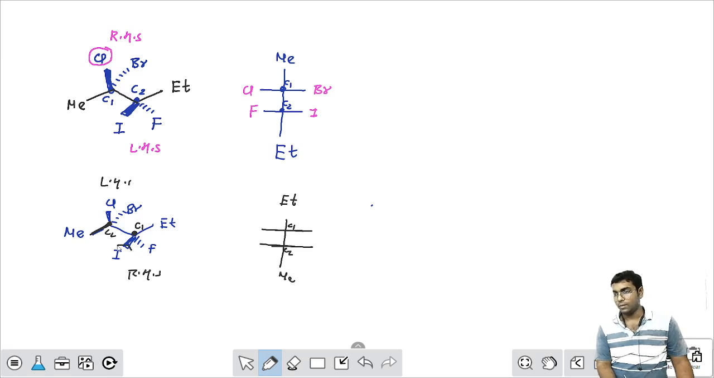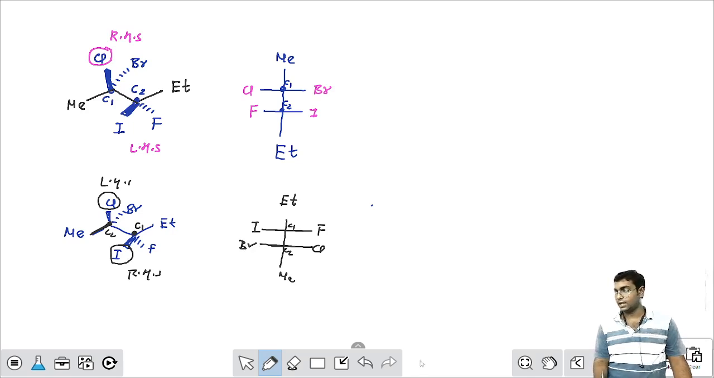So we have to change the position of the above the plane group. It is in the right hand side, so in Fisher projection we have to place it in the left hand side, and fluorine will be kept as it is. For C2 position, this chlorine atom is above the plane group and it is in the left hand side, so we have to keep it in the right hand side, and bromine we have to keep as it is.